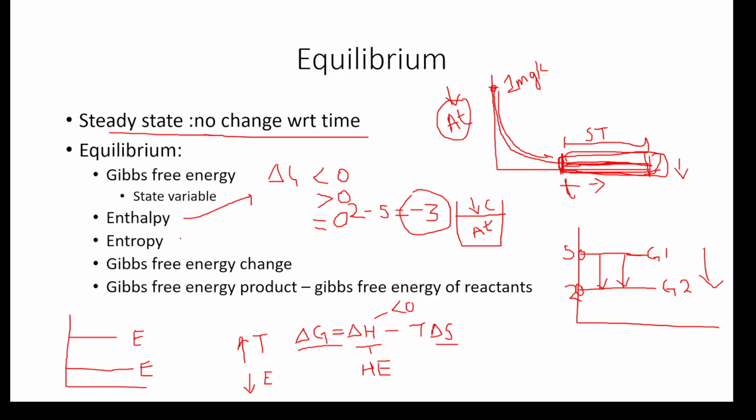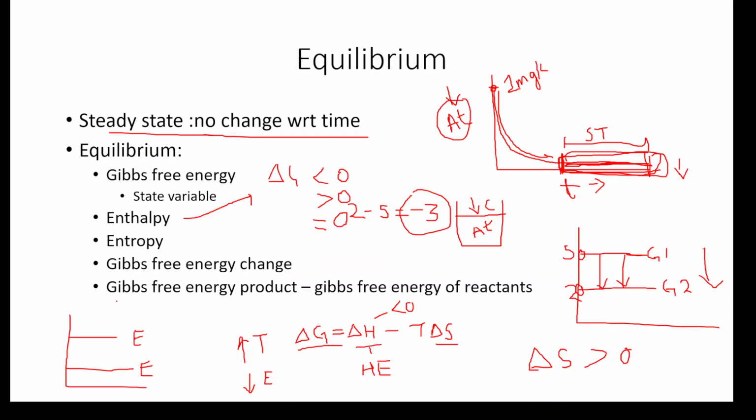And what about entropy? Entropy is just the opposite. If the change in entropy is greater than 0, then it is called feasible. Okay, so this is how it works.